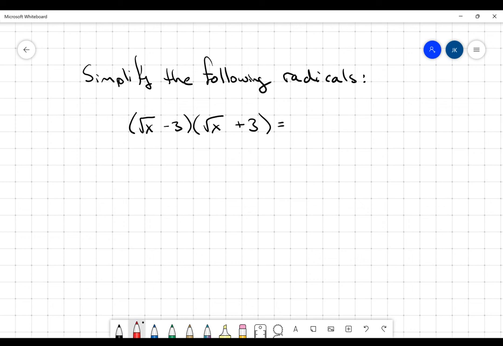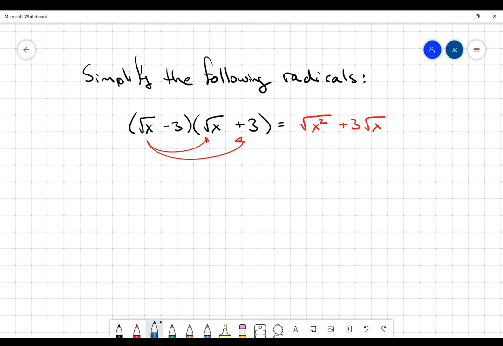We've got a binomial times a binomial here, so I'm going to multiply that first root x by both terms in the second binomial. So root x times root x is going to end up being root x squared. And then root x times 3. Now remember, I can multiply radicands together, but that 3 isn't under a radical. So basically, it's going to take the position of the coefficient of the root x here.